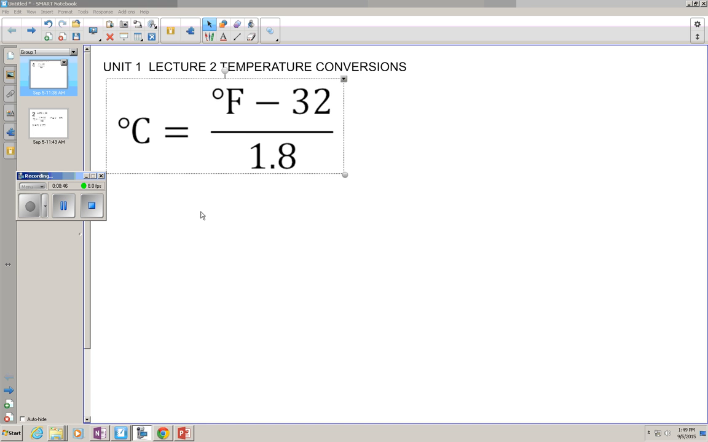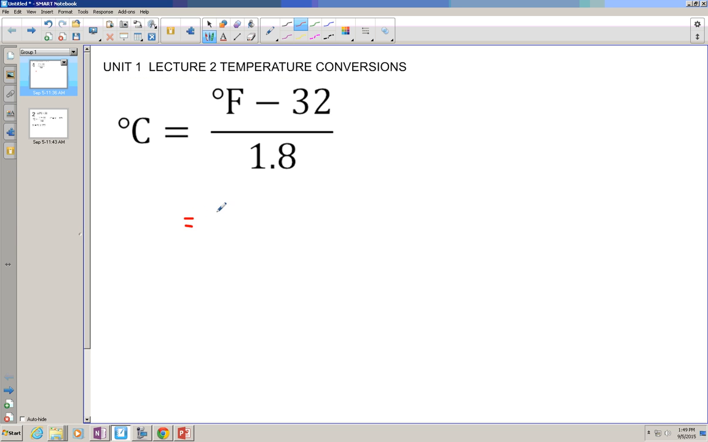So let's take a nice round number. Let's say I want to convert, let's just do it again, 212 degrees Fahrenheit, and I want to convert it into Celsius. Now we know what the answer is going to be. Let's just do the math and check.